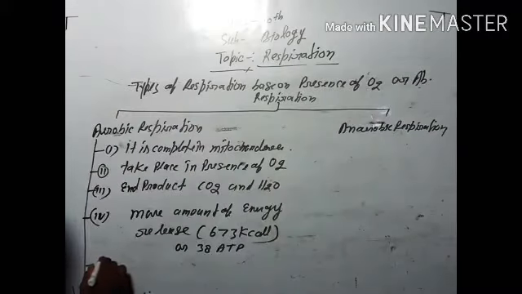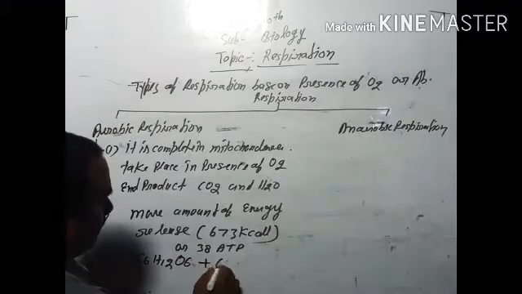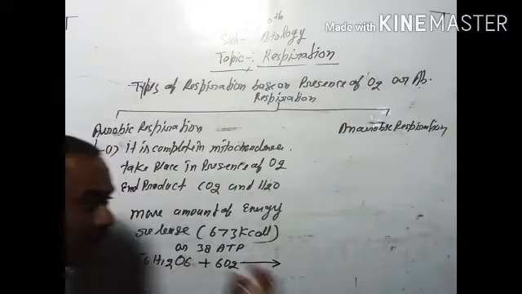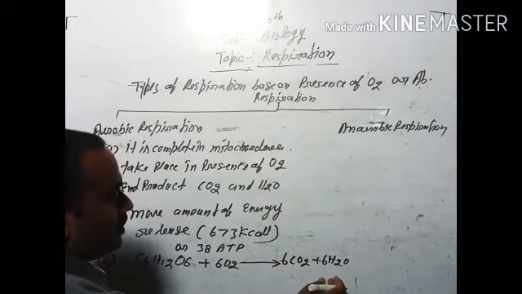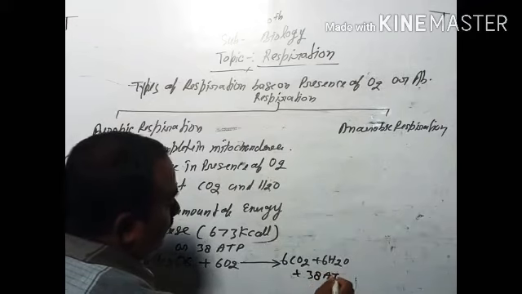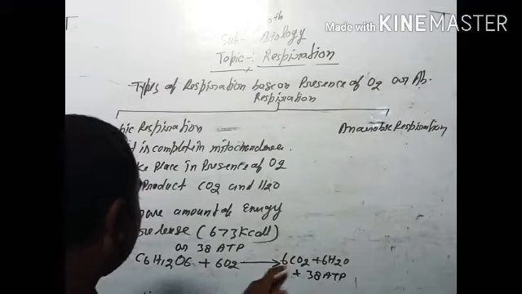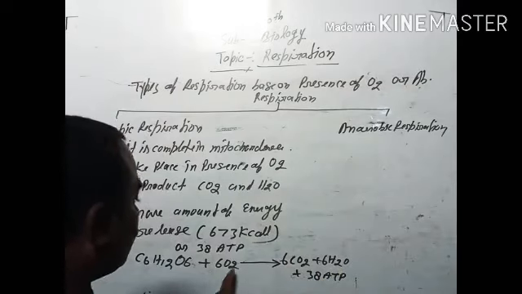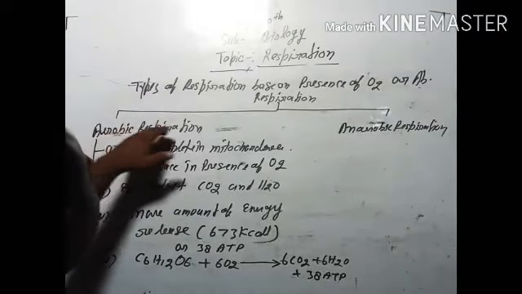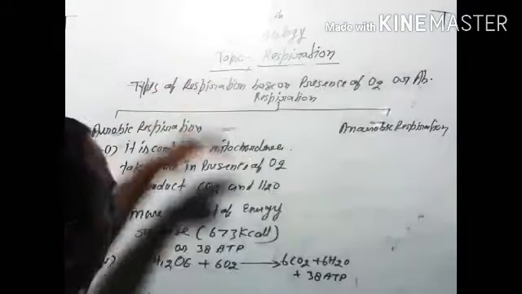The reaction: C6H12O6 plus 6 molecules of oxygen breaks down into 6 molecules of CO2 plus 6 molecules of water, and 38 ATP energy is released. It is the complete, balanced reaction. It is the complete reaction in aerobic respiration. It is completed in the mitochondria of the cell. So mitochondria is known as the powerhouse of the cell. Note it.